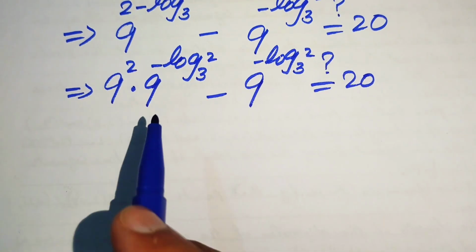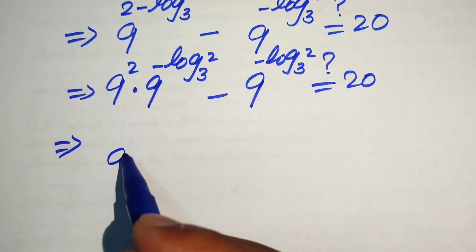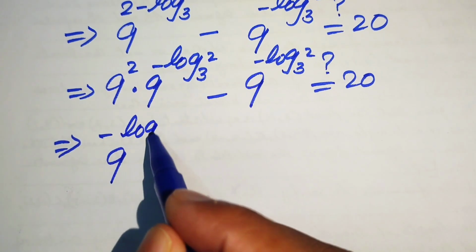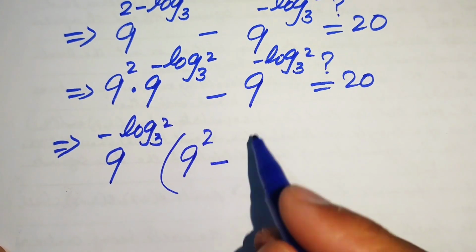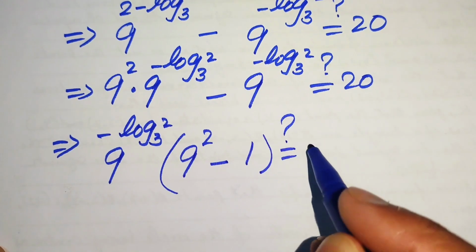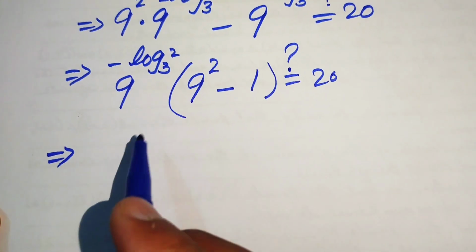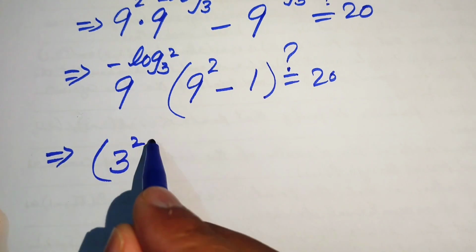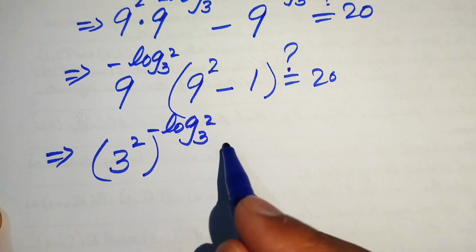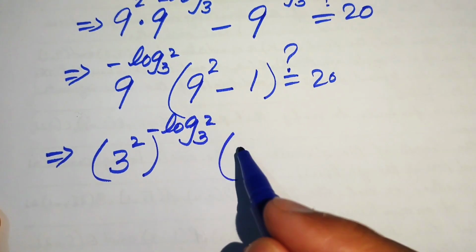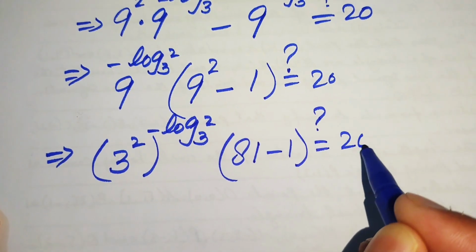So here you see that 9 to the power of minus log base 3 of 2 is the common term, so we just take it common, and here we get 9 squared, and here we get minus 1, and we check whether this equals 20. Okay, so here we write this 9 in the form 3 squared, and its whole exponent is minus log base 3 of 2. Here you see 9 squared, and we know that 9 squared equals 81, minus 1, and we check whether this equals 20.